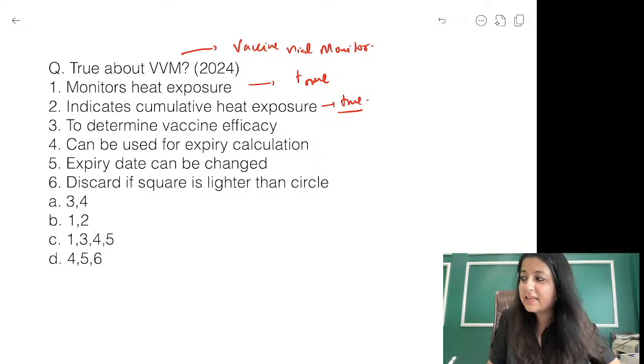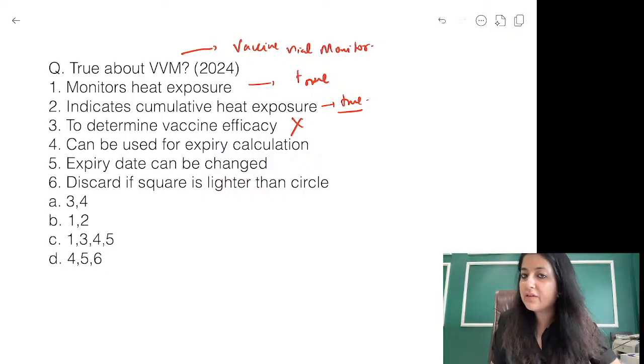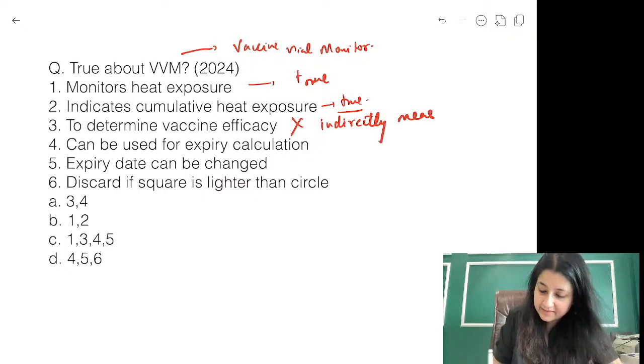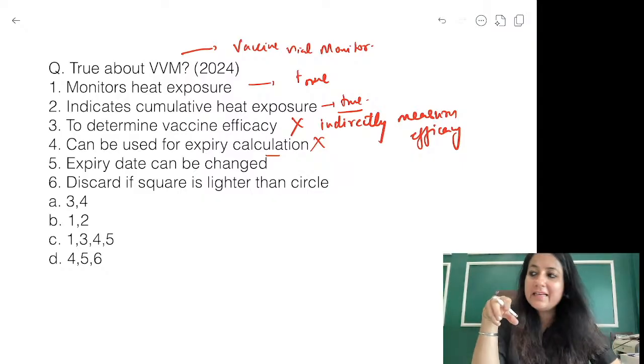Does it determine vaccine efficacy? No. It is not directly measuring vaccine efficacy. Please remember, it indirectly hints at efficacy; it does not measure it directly. It affects a factor, heat, which is affecting efficacy. Can it be used for expiry calculation? Not at all. It has nothing to do with expiry calculation. Even if the VVM is intact but the expiry date has gone, you will never use the vial.